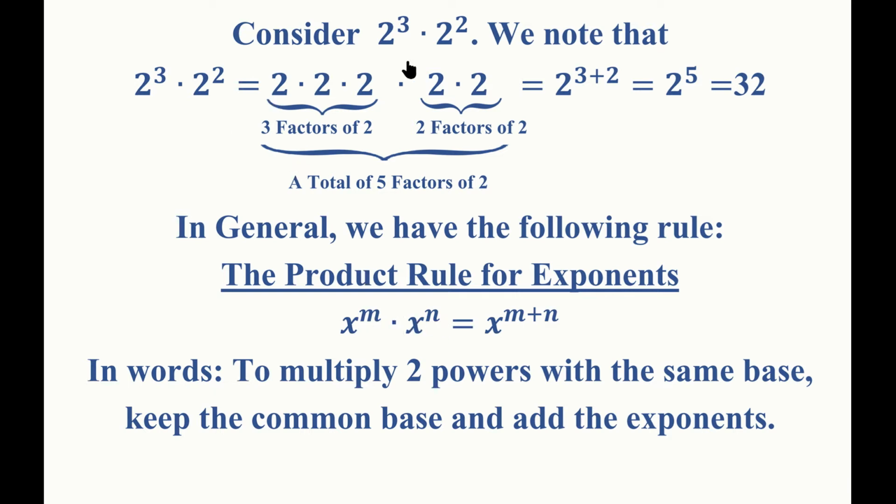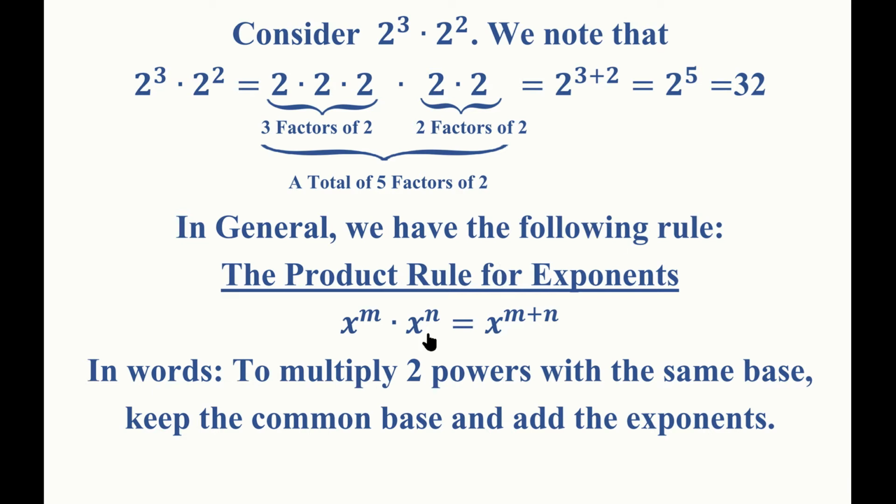So as a motivation for how the rule works, we look at an example here. Let's say we look at 2 cubed times 2 squared. Now we know that 2 cubed means 2 times 2 times 2, and that's 3 factors of 2. And 2 squared means 2 times 2. So we notice that we end up with a total of 5 factors of 2. So 2 to the 5. Notice we could have arrived at that by just adding those two exponents. What do we do with the 2? We just carry it. We keep it. So we get 2 to the power of 3 plus 2, which is 2 to the 5, which is 32.